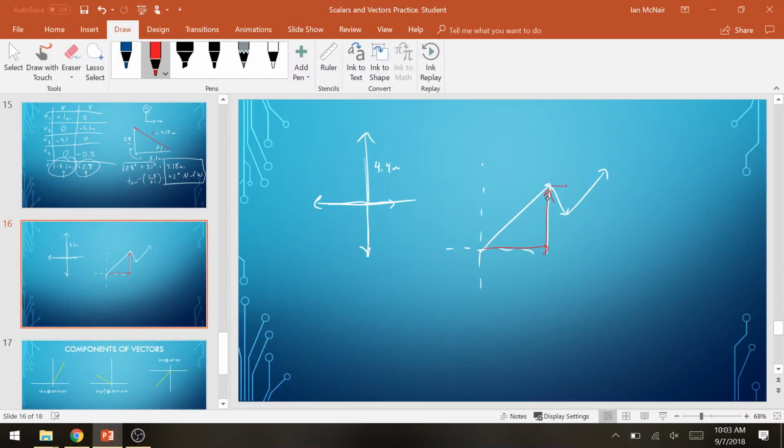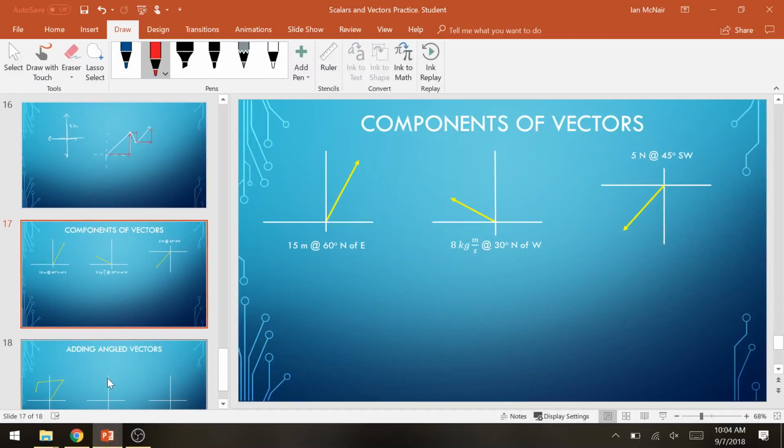This one is made up of one that's like this, one that's like this. This one's made up of one that's like that, one's like that. Notice that all of the components are only ever going to be on the x or the y-axis perfectly. The reason we're doing that is just by convention. It just makes the math easier. So let's look at components. Let me zoom in on this now.